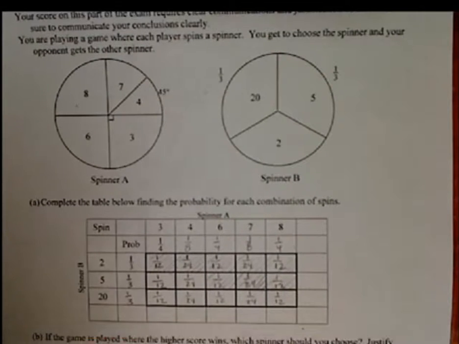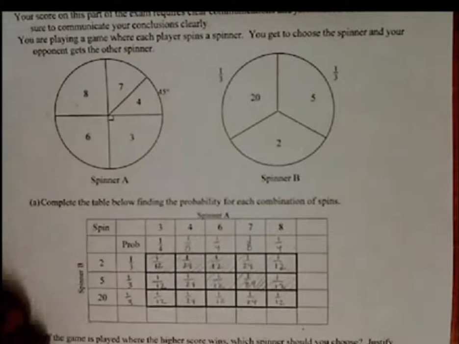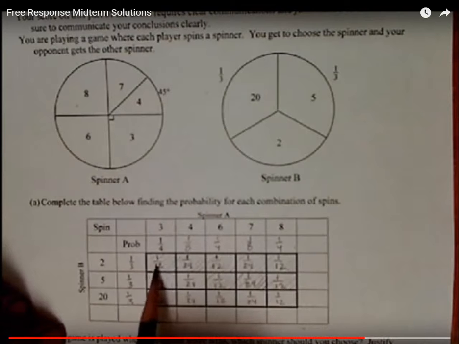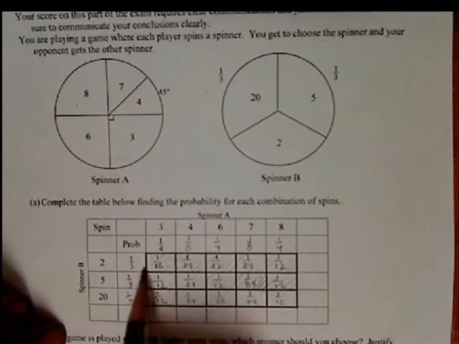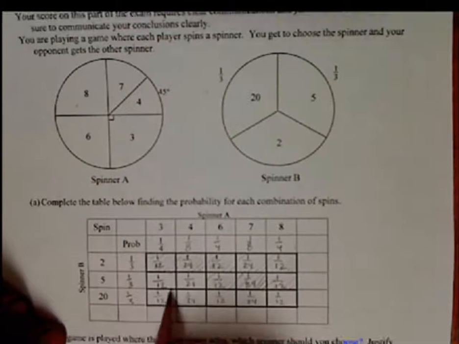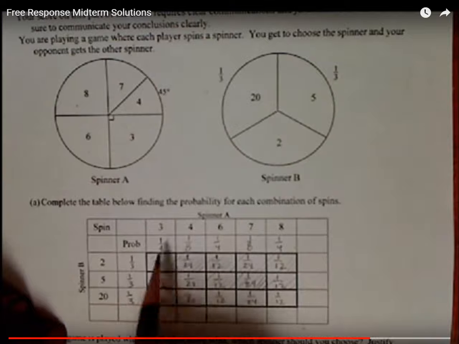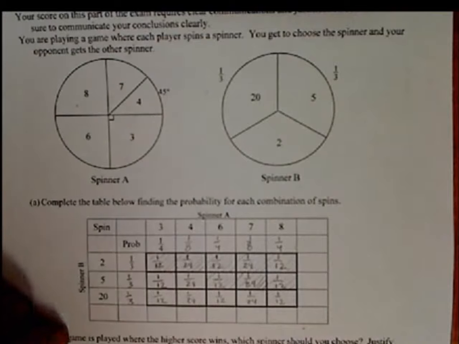If I was to add everything up, I would get a total of 1. You could always do that as a check if you wanted to. These guys, if I go across this way, have to add up to 1/3. These have to add up to 1/3. The columns have to add up to 1/8 for this one. This one has to add up to 1/4. So you got 1/12 plus 1/12 plus 1/12 plus 3/12. So that's 1/4. So you can act as a check too.